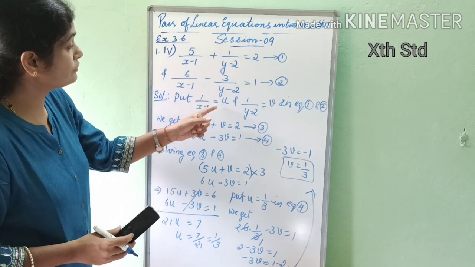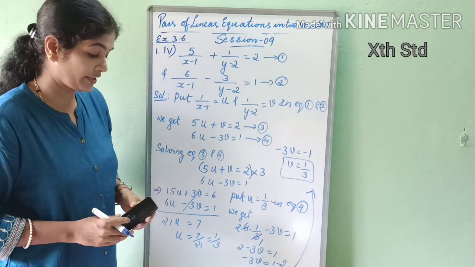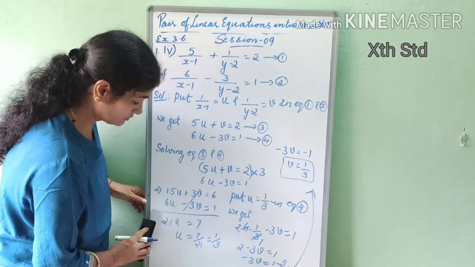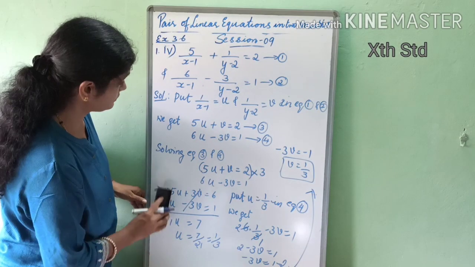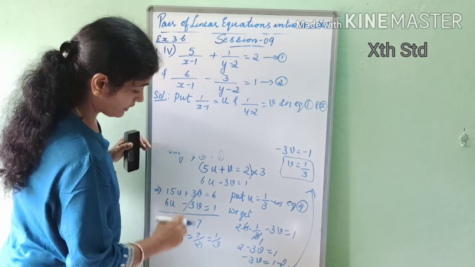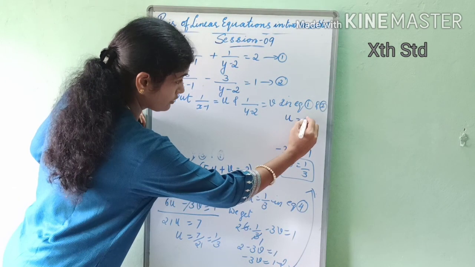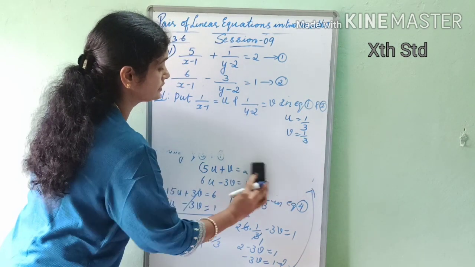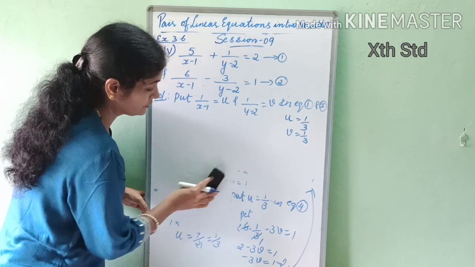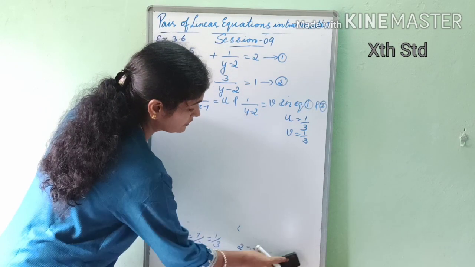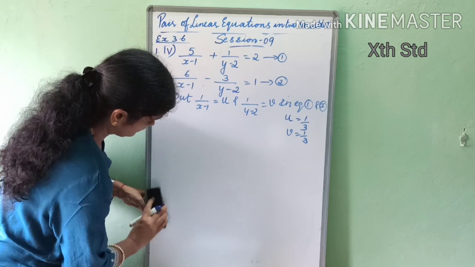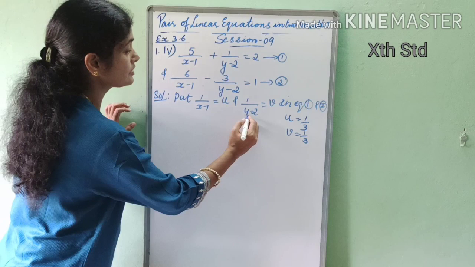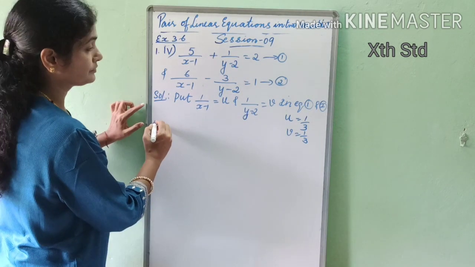The thing is, we have to find out the value of x and y, right? So now we will resubstitute it back. What are the values we have got? We'll write it here. U is equal to 1 by 3, and v is also 1 by 3 we have got. This is y.